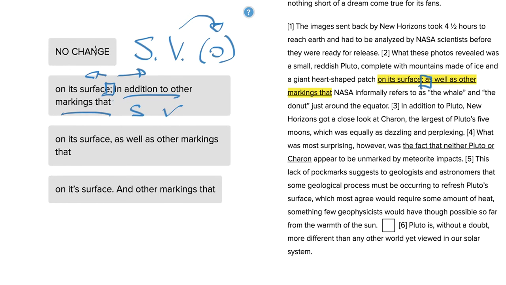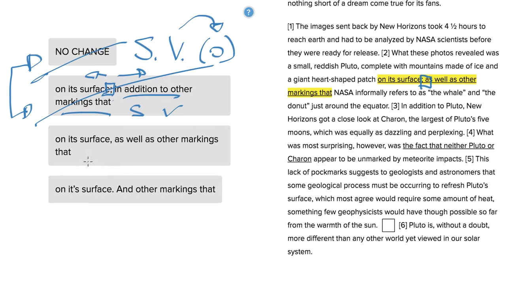You also note these two are almost the same, except for the fact that one has "as well as other" and the other has "in addition to other." That's a very, very minor distinction. It's the same amount of words. There's no concision we can even look at. That should tell you that both of these are wrong. If they look very similar, if they're almost the same, then they're both wrong.